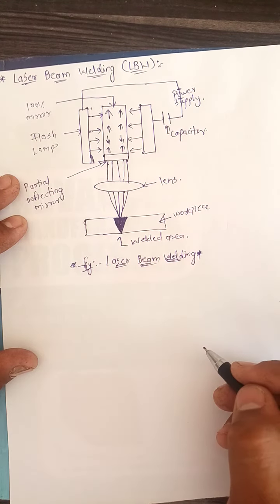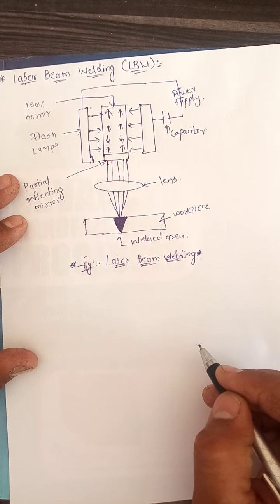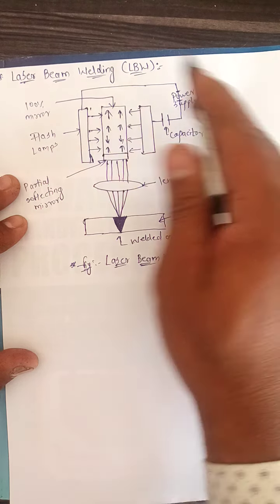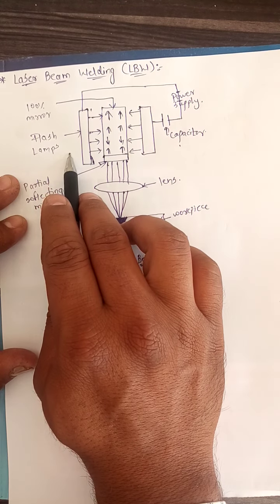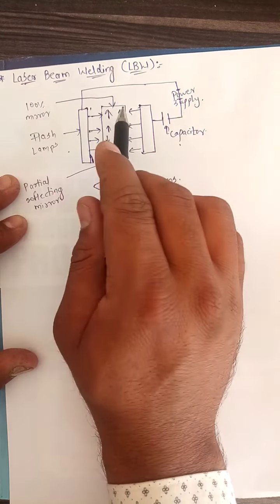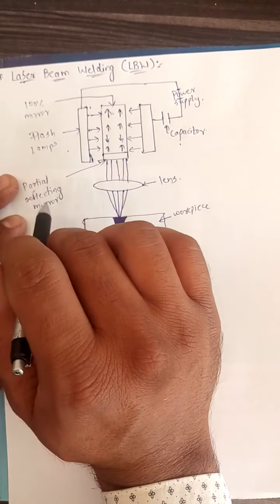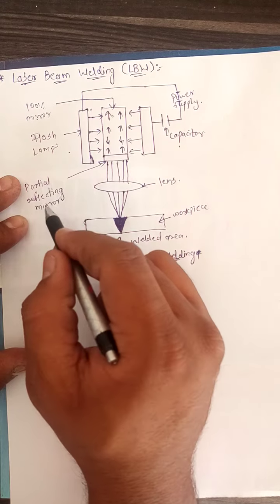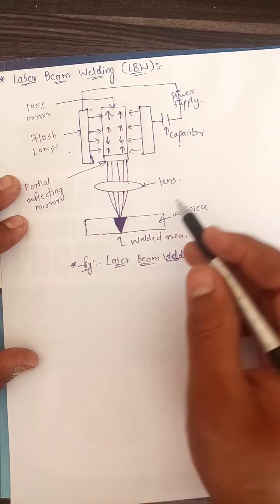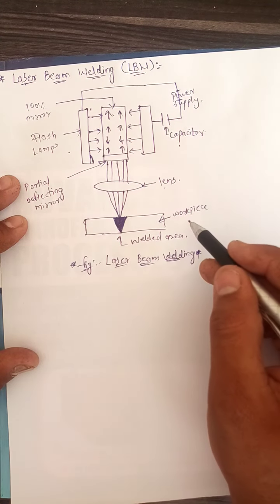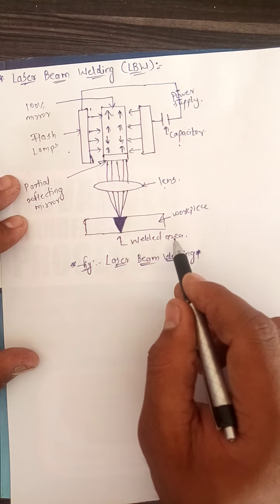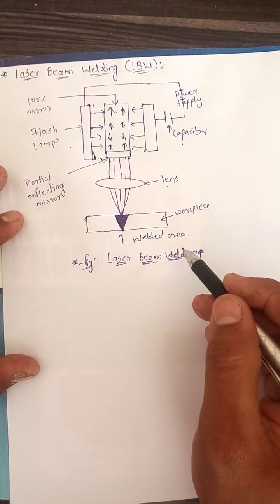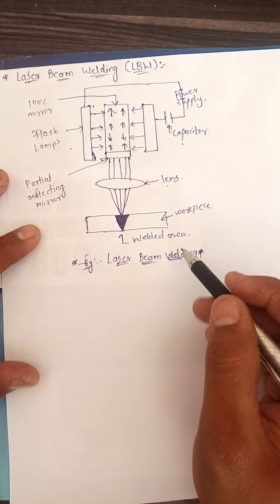Now see here, I will explain the components one by one. This is a capacitor, which is a power supply given to the flash lamp. Okay, it is a 100% mirror. There are two mirrors to focus onto the lens, and a partial reflecting mirror here. Here is the lens, here is a workpiece, there is a welding area. Okay, now see here, I will start the working.